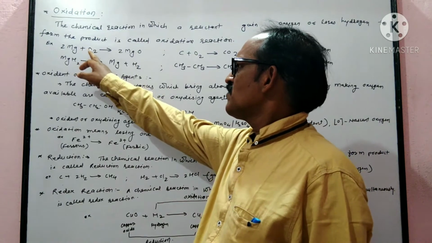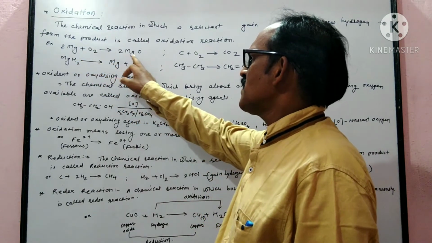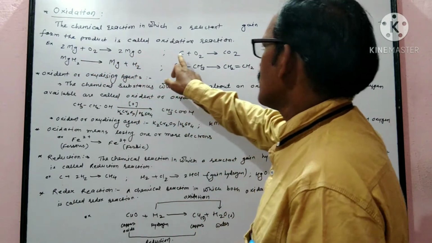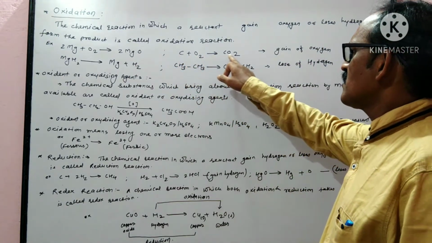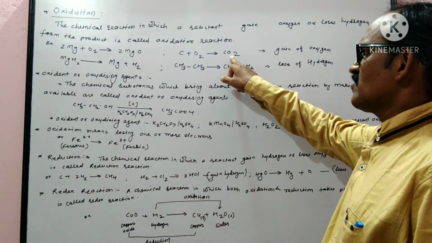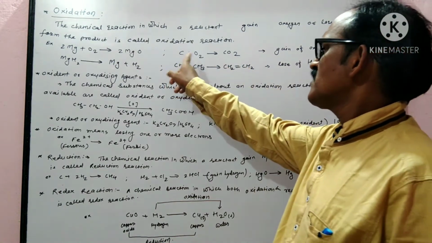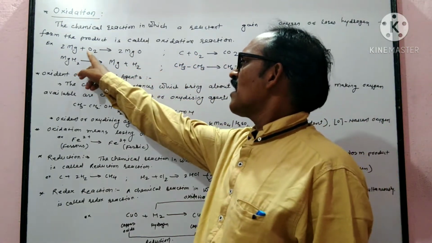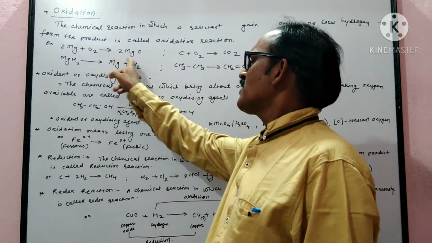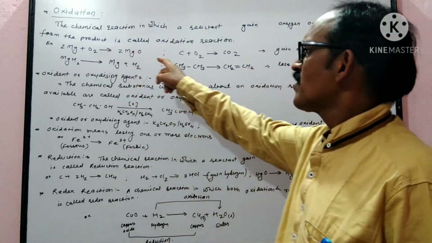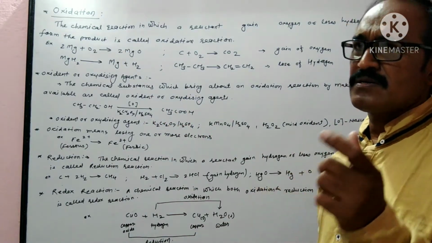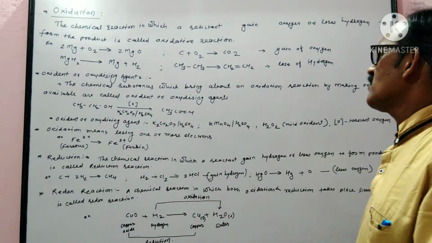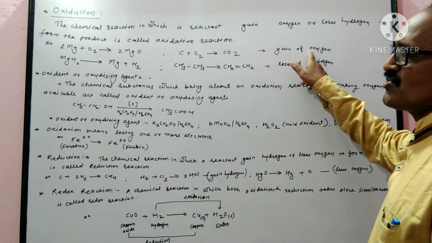When magnesium combines with oxygen, we get magnesium oxide. When carbon combines with oxygen, we get carbon dioxide gas. In both these reactions, you can see that the reactants are combined with oxygen and the product is formed with the oxygen. Means here the reactant combines with oxygen, that is, a gain of oxygen.